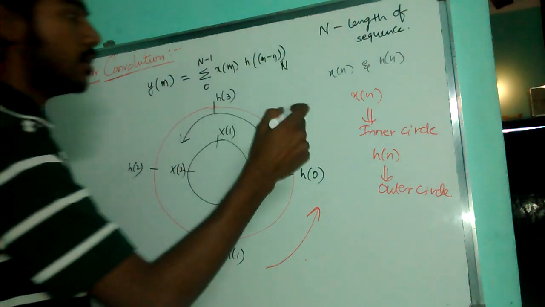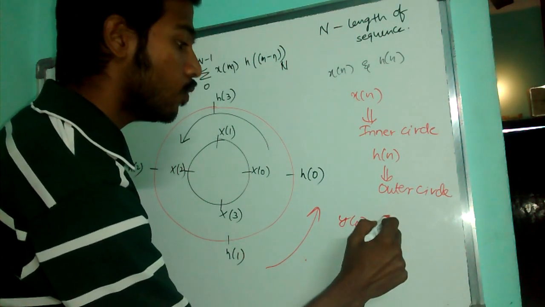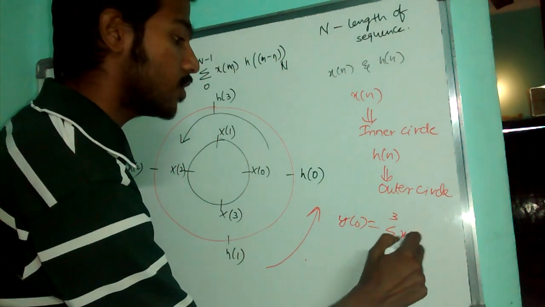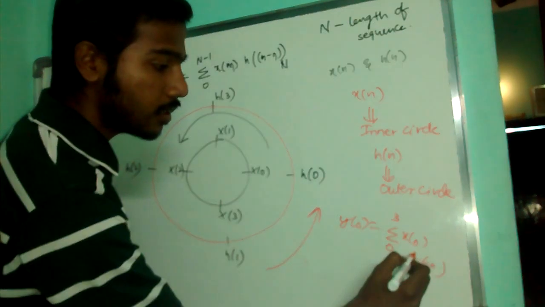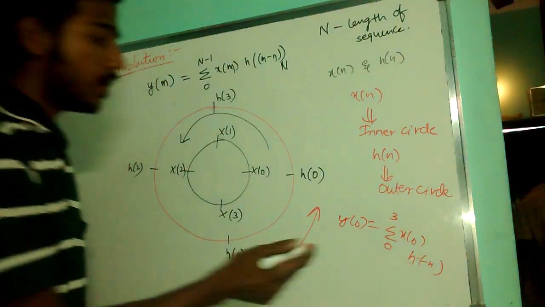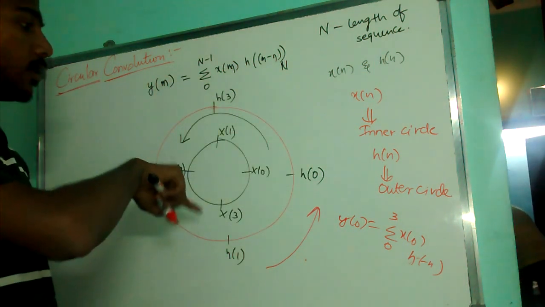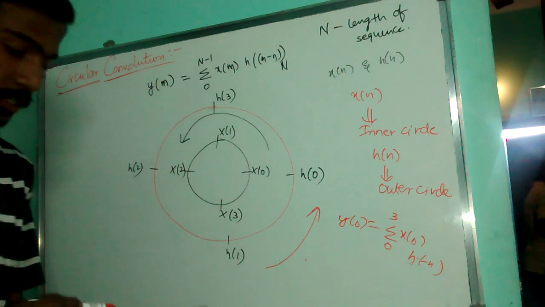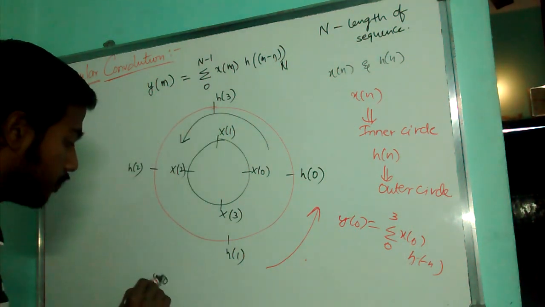As I mentioned, for y of 0, it is the sum from 0 to 3 of x of n, h of minus n. That means h of minus n, that means reversal. That's why I am going in the opposite direction. If this is clockwise, it should be anti-clockwise. This is for y of 0.